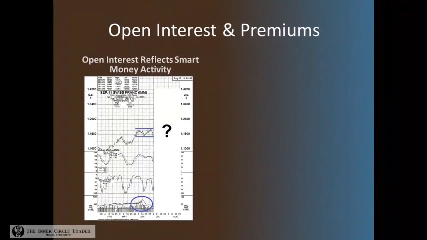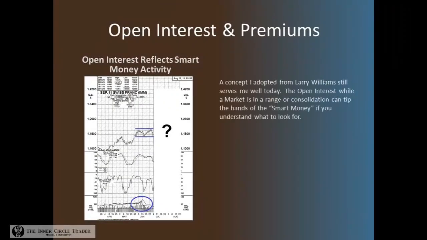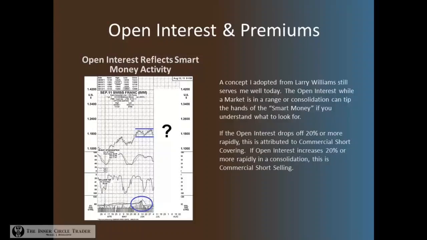What do you think that translates to? Well, this is a concept that I adopted from Larry Williams, and it still serves me well today. The open interest, while in a market consolidation or range, can tip the hand of the smart money if you understand what to look for. If the open interest drops off 20% or more rapidly, this is attributed to commercial short covering. If open interest increases 20% or more rapidly in a consolidation, this is commercial short selling.